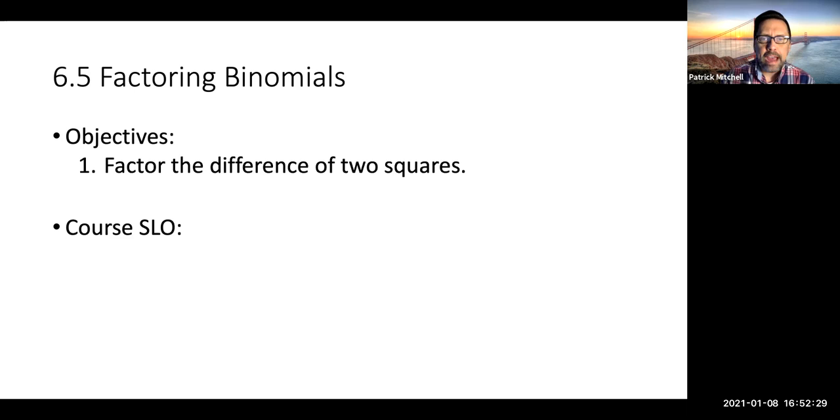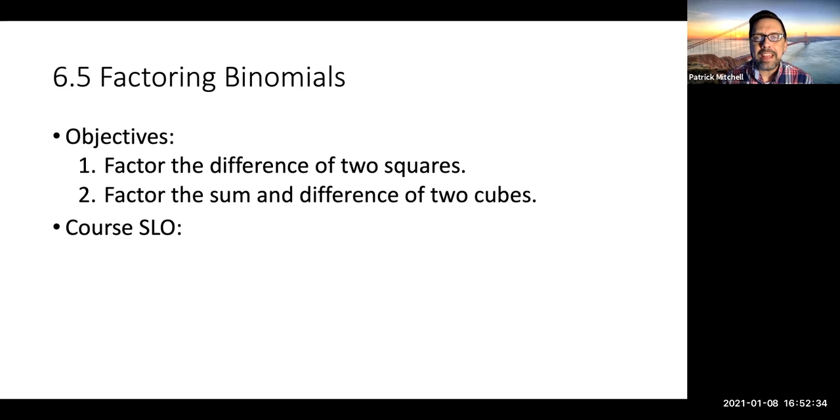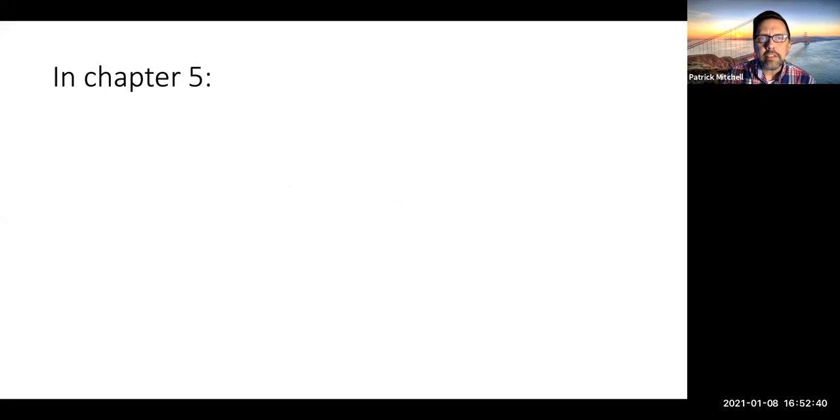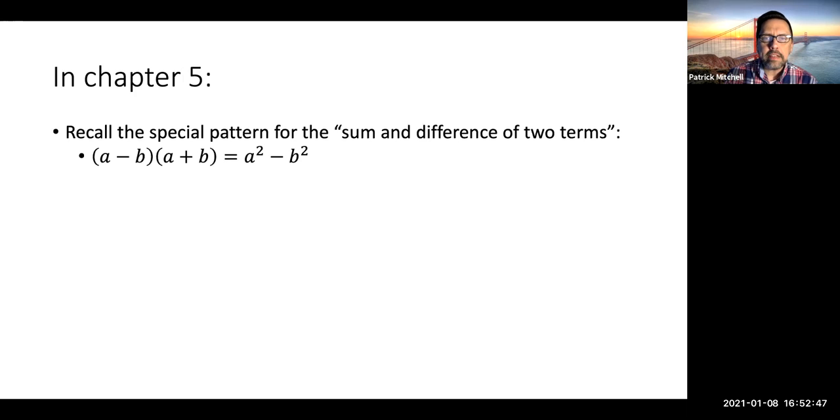First, we're going to talk about factoring the difference of two squares, and then we will talk about factoring the sum and difference of two cubes. And we're still on the same student learning outcome. All right, so let's get into it. The Chapter 5 version of one of these problems looks like this.